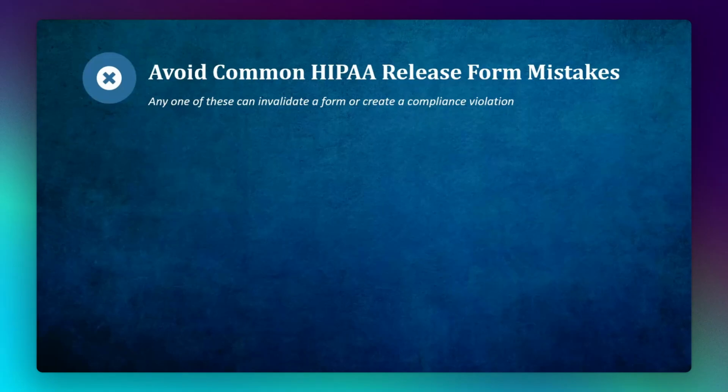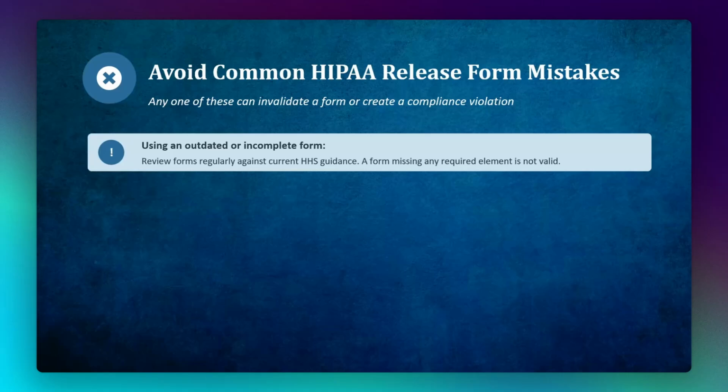So now let's get into some of the common HIPAA release form mistakes and how to avoid them. Even experienced practitioners make avoidable errors with HIPAA release forms. So let's run through the 5 most common ones. First, using an outdated or incomplete form. HIPAA requirements do get updated, and forms that were valid several years ago may be missing elements that are now required. Make it a practice to review your forms against current HHS guidelines at least annually.